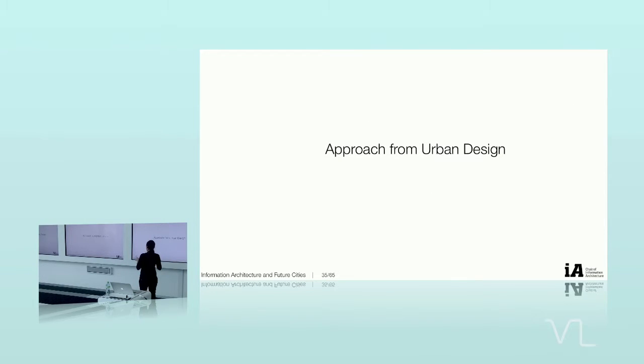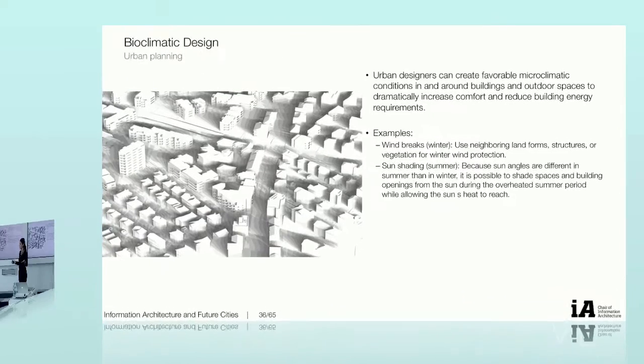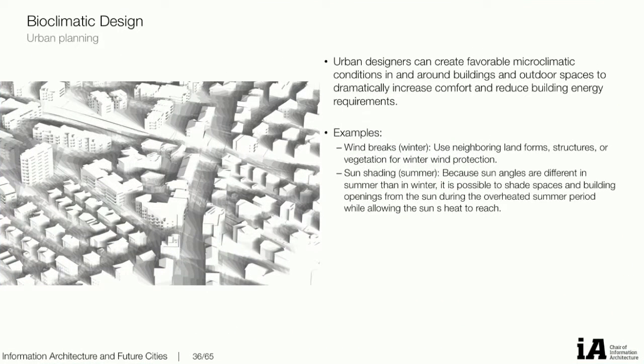But today we want to look more into the urban scale, so the approach for urban design. We have different examples of how we can manipulate the urban surroundings to manipulate the urban climate. One of the examples could be wind breaks. You can configure the buildings in different ways in which you can enhance the airflow circulation, according to the prevalent winds of this particular place.